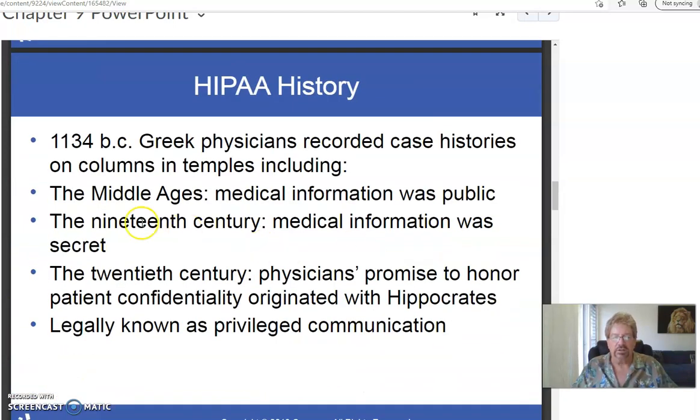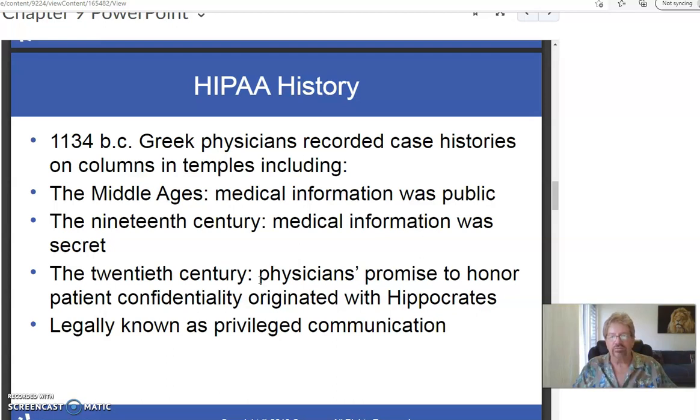History, 1134 BC. Oh, okay, I didn't know this. Greek physicians recorded case histories on columns in the temples. How's that for privacy? In the Middle Ages, medical information was public. In the 19th century, medical information was secret. In the 20th century, it was probably so secret that if you needed another doctor, you couldn't get it. Also in the 20th century, physicians promised to honor patient confidentiality, originating with Hippocrates.